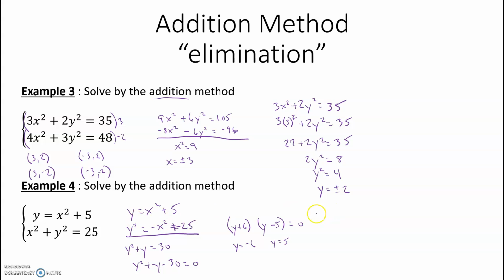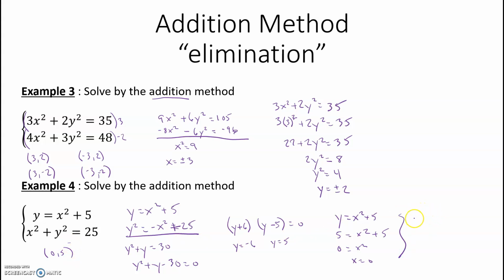And then plug it back in. So we have y equals x squared plus 5. If you plug in that 5, subtract 5 from both sides, you get x equals 0. So when x is 0, y is 5.